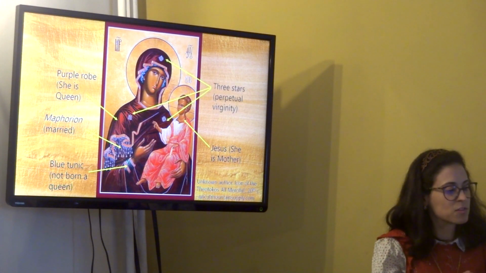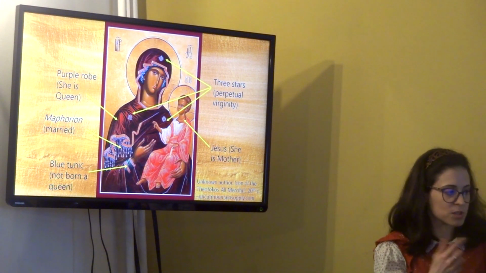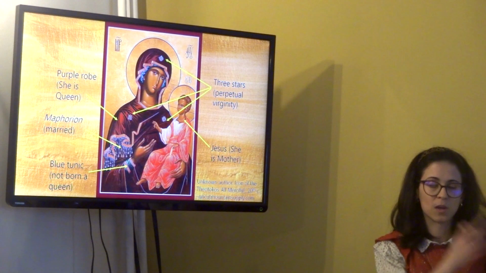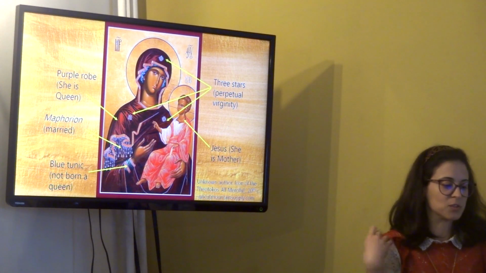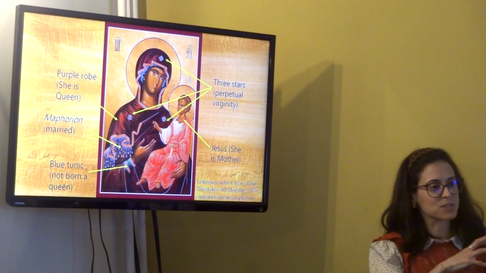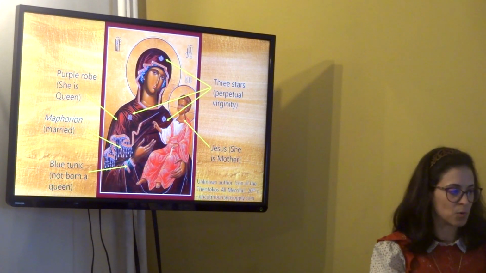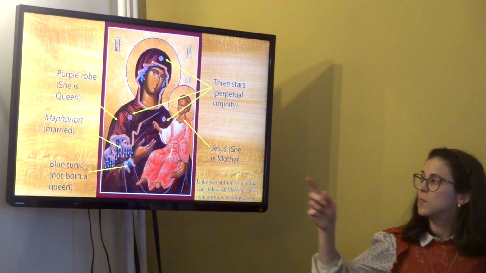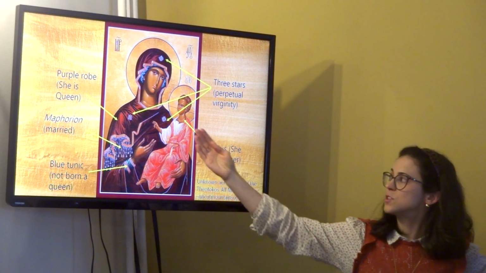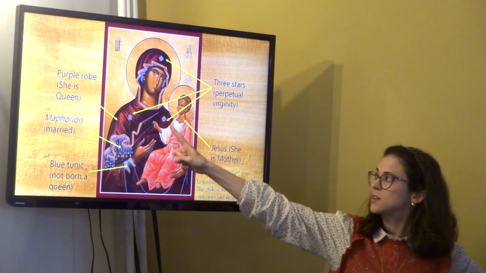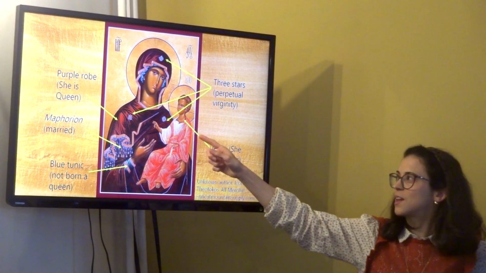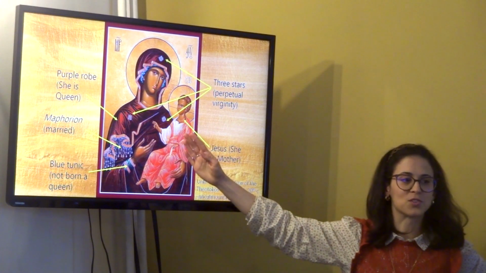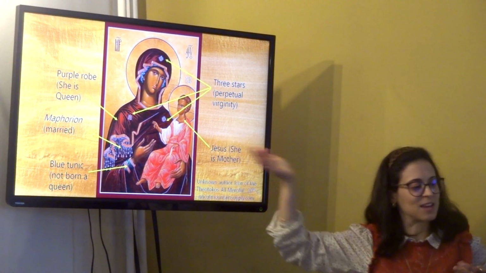So we have 3 stars, one on each shoulder and one on her forehead, and that means that she's a virgin before, during, and after childbirth. So that balances out the marriage symbol with the perpetual virginity symbol. It also is a symbol of the Trinity, and sometimes in other icons you see Jesus covering this star that is next to him. And I was actually wondering that, like, in some of them, why is he covering that? And it's basically because he's the second person of the Trinity, so he is standing in the place of one of the stars in that case.